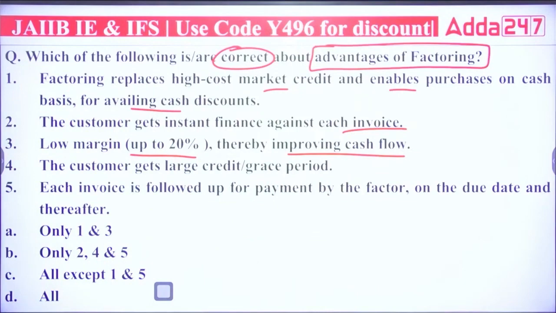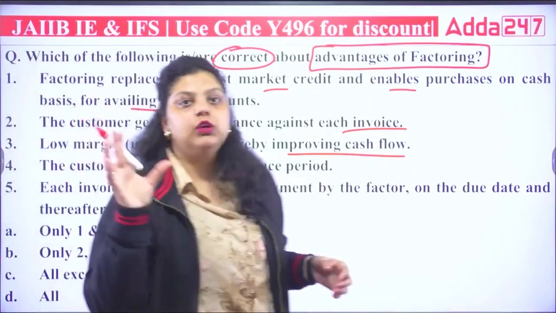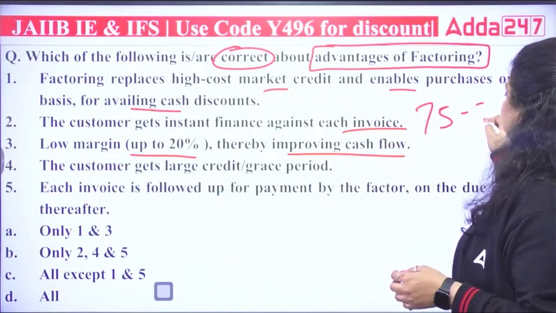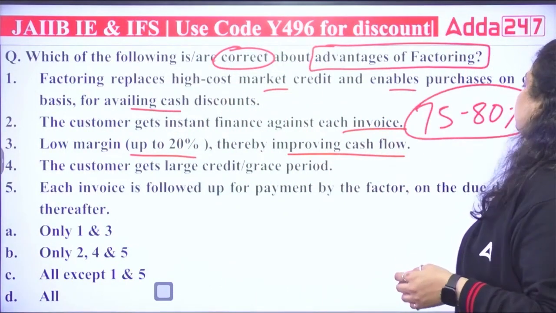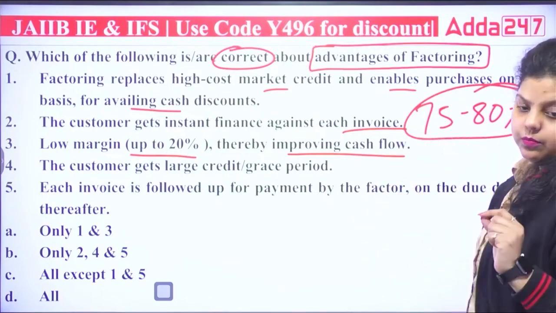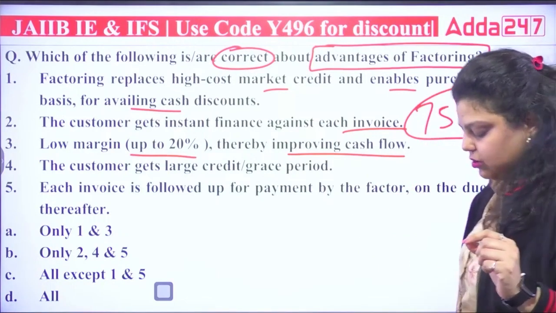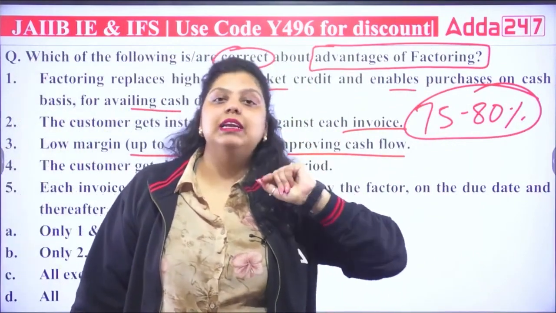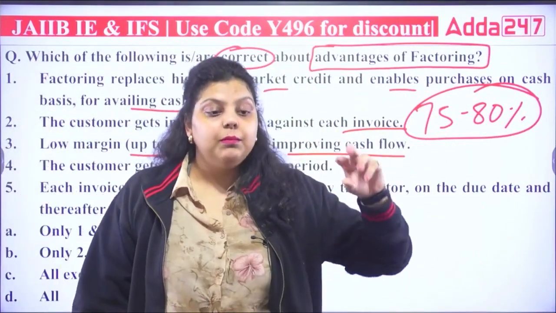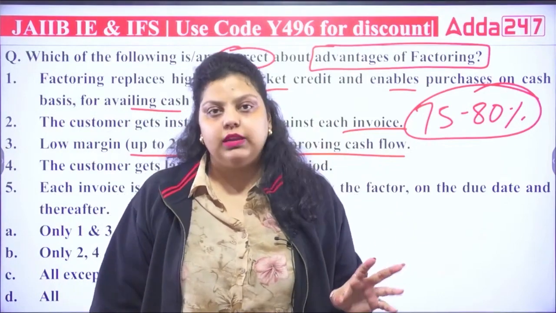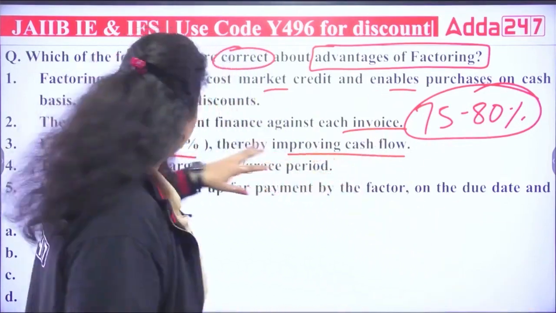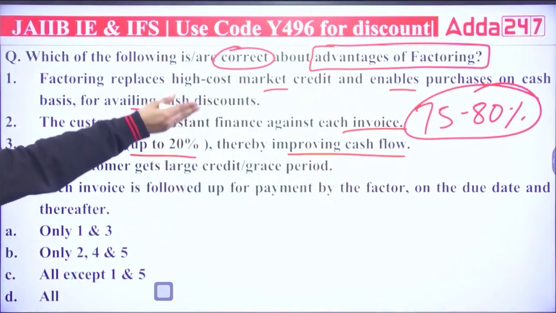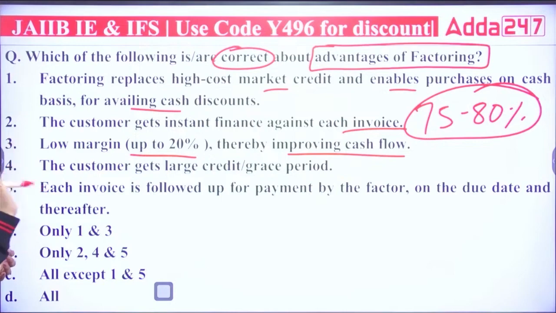Low margin means what? In factoring, of whatever your invoice amount is, 75 to 80% will be given to you immediately. Let's say if my invoice is 100 rupees, then I will get 75 to 80 rupees immediately from the bank, and the bank will have a margin of 20% only, that is 20 rupees in our example. So a 20% low margin will be there, and more cash flow will be there out of your invoice value.